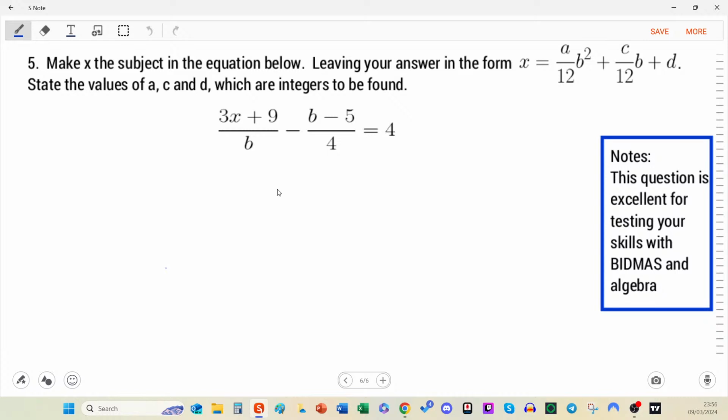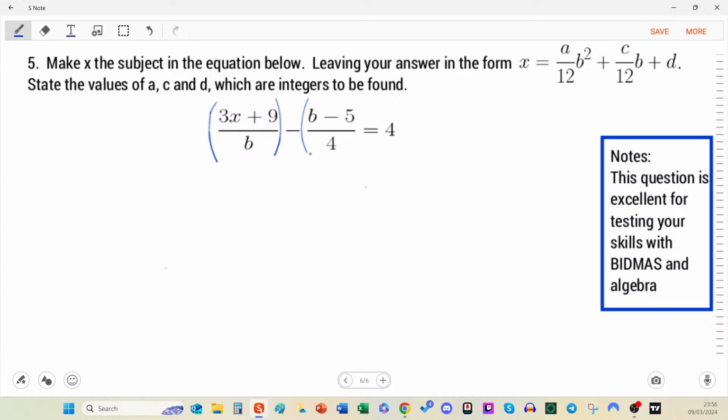So make x the subject in the equation below, leaving your answer in this form. Looks like some weird quadratic to me. But let's see what happens. I'm not going to worry about this until the end. Just going to do what I can to get x on its own. State the values of a, c, and d, which are integers. Okay, whatever. Don't worry about that. Just get x on its own.